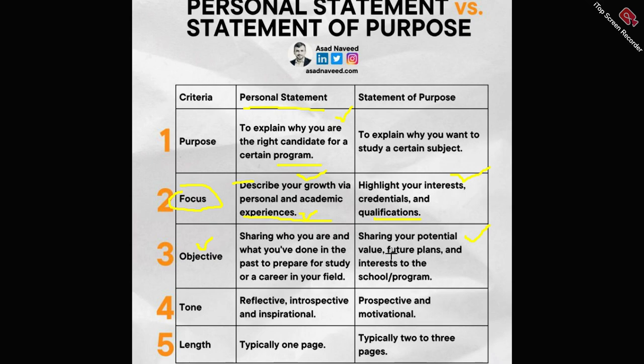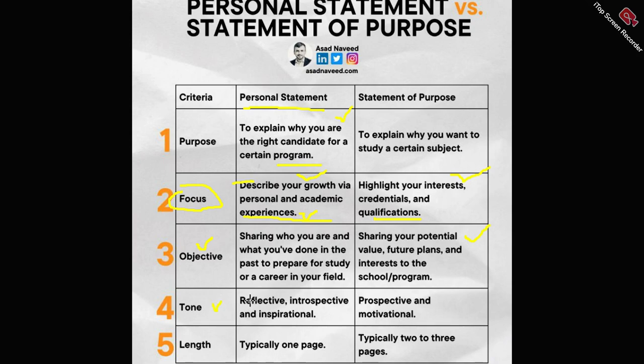In a statement of purpose, I'll be sharing what my future plans are, what my potential values are, and why I'm interested in the school or program. So I'll be talking about their programs, their environment, and all these things. Okay. Then the fourth thing is tone.